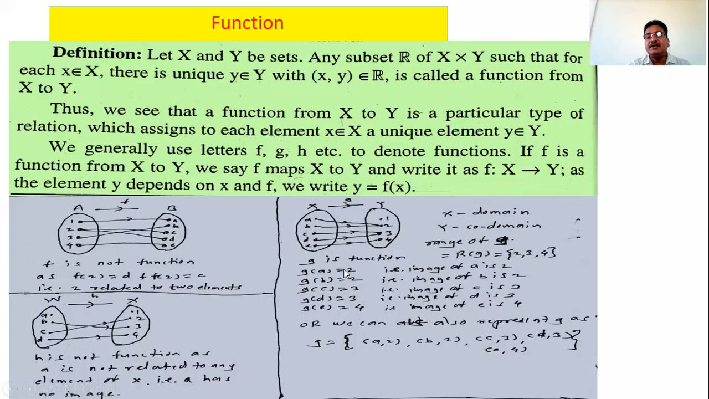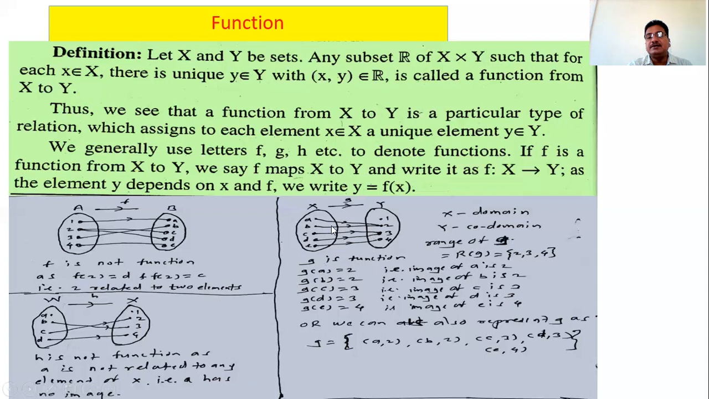Or we can also write this in round brackets, A comma 2, like this. (A, 2) belongs to G, small g. It means the image of A is 2, or the pre-image of 2 is A. We say that the pre-image of 2 is A. Image of A is 2 and pre-image of 2 is A.